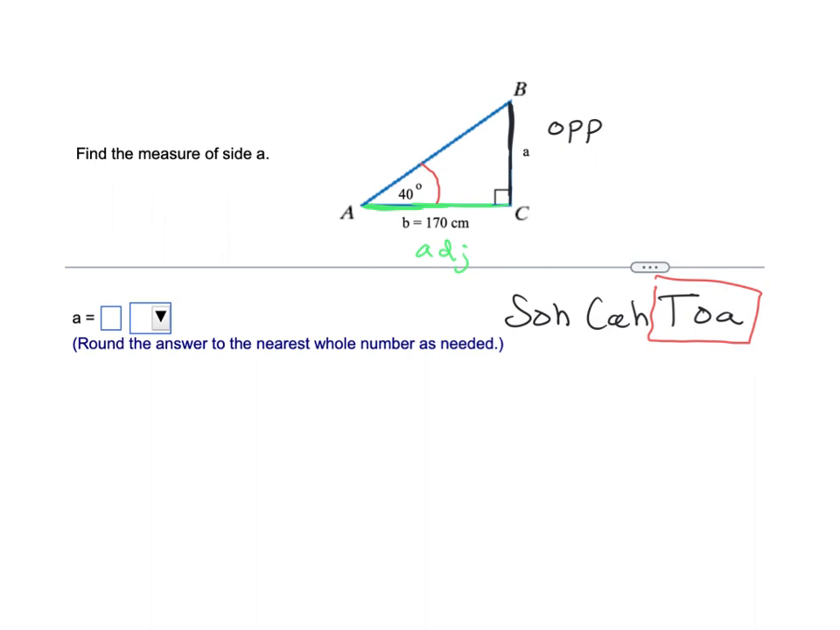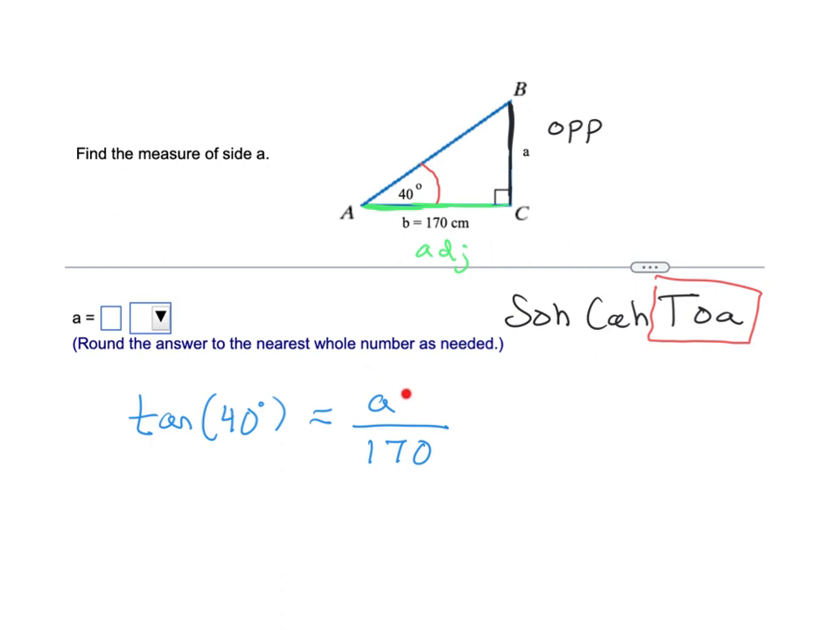I'll set it up like this. Tangent of A, which is 40 degrees, is equal to the opposite side, which I'll call A, divided by the adjacent side, which is given as 170 centimeters. So for this reason, in the definition of tangent, tangent of this angle is equal to this side divided by this side, which is why I put A here and 170 here.